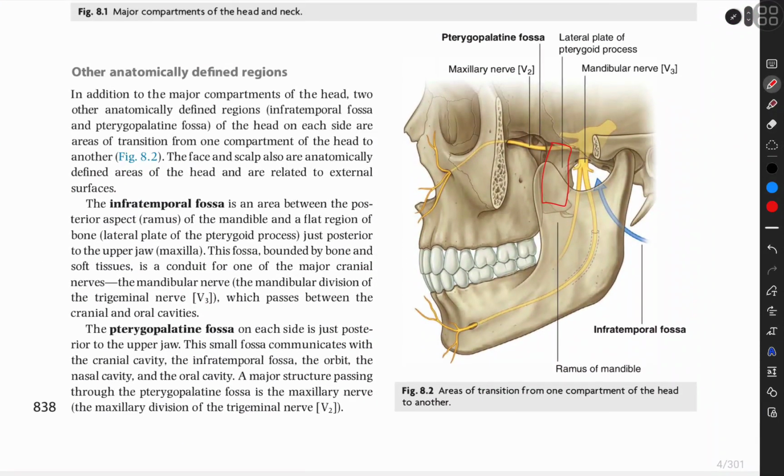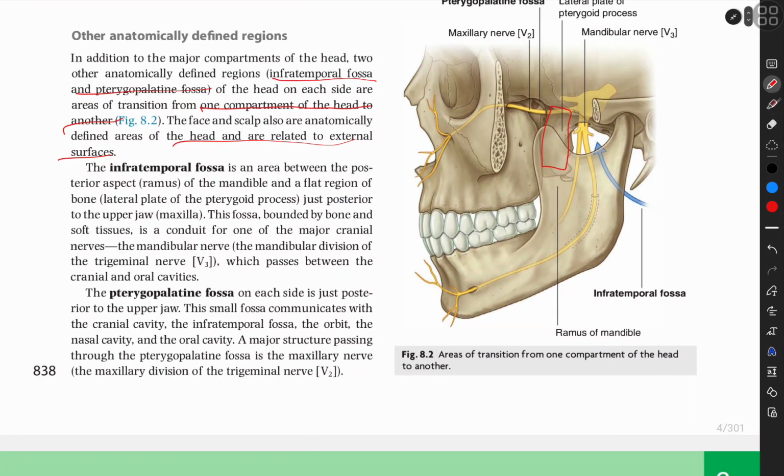Okay, other anatomically defined regions. In addition to the major compartments of the head, two other anatomically defined regions, the infratemporal fossa and pterygopalatine fossa of the head on each side, are areas of transition from one compartment of the head to another. Okay, these are areas of transition. The face and scalp are also anatomically defined areas of the head and related to external surfaces.